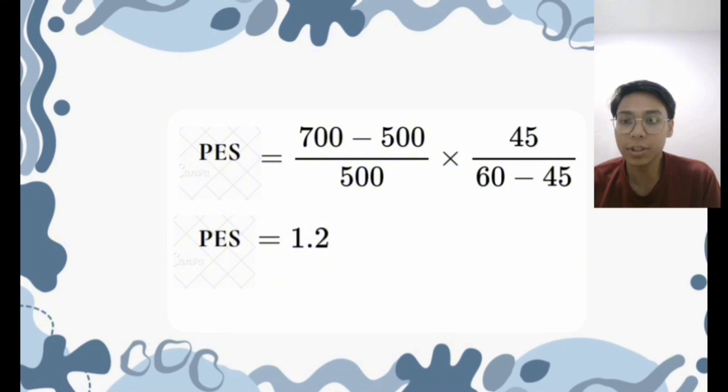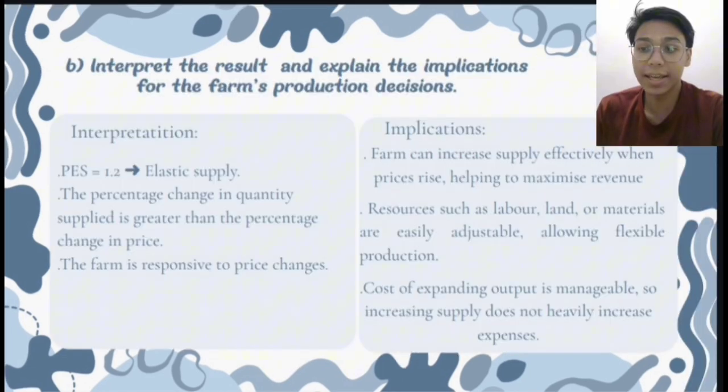Okay, so first we do 700 minus 500 and divided by 500, multiply with 45 divided by 60 minus 45. So the answer for the PES is 1.2. Okay, now let's see the next question.